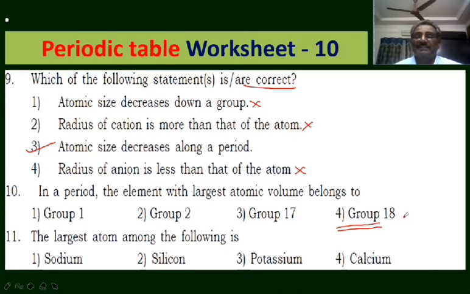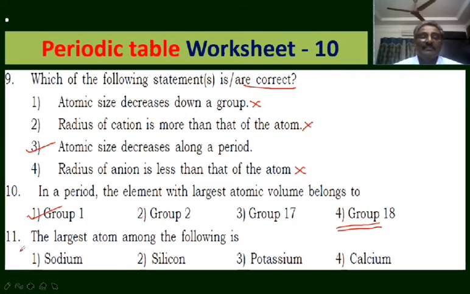The radius measured in the case of 18th group elements is van der Waals radius. If you are not considering the van der Waals radius, the first group element has highest volume. So the first option is the right option here.